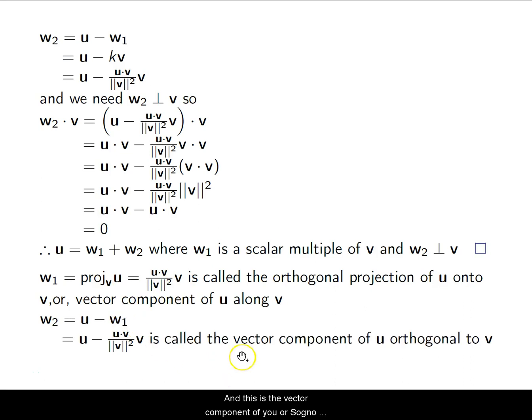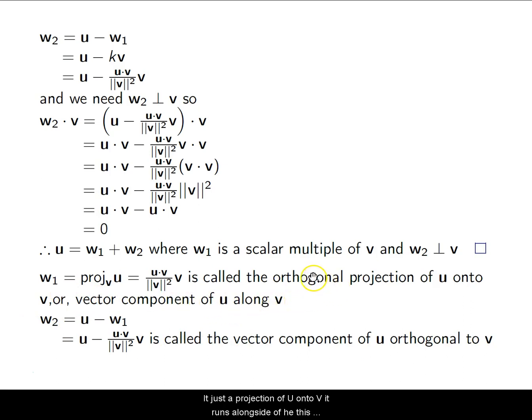Okay, and this is the vector component of u orthogonal to v. So how do you remember these? Remember, I'm taking u and I'm decomposing it. So one of the components is the one that runs along v, and the other component is the one that is orthogonal to v. Remember, W2 is orthogonal to that v, and W1 runs along v.